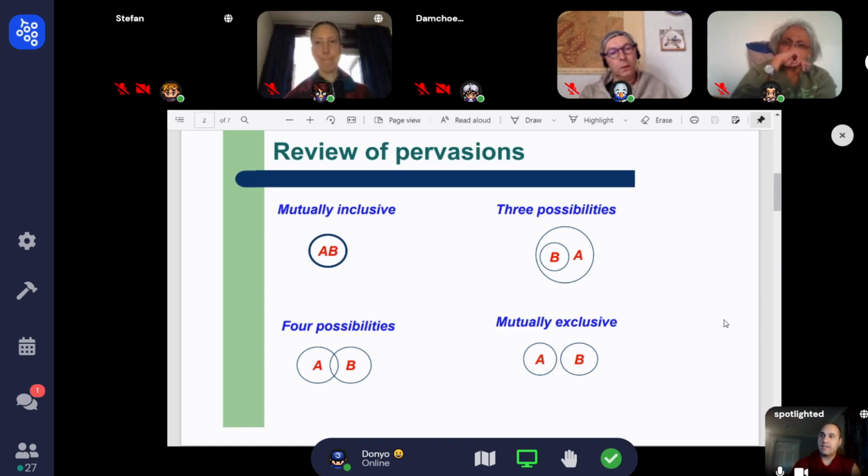So four possibilities would be something where you have, on the one hand, some things which are both, that's the section in the middle. You have what we call a common ground or a joint hub, a basis which possesses both qualities of A and B. And then you have things which are A but not B, and you have things which are B but not A.